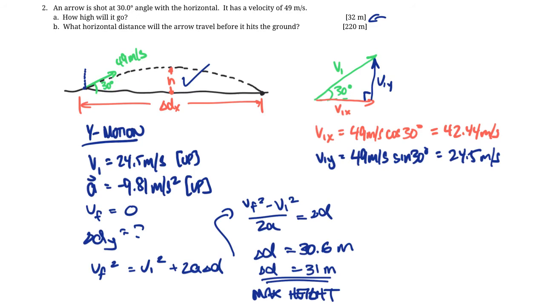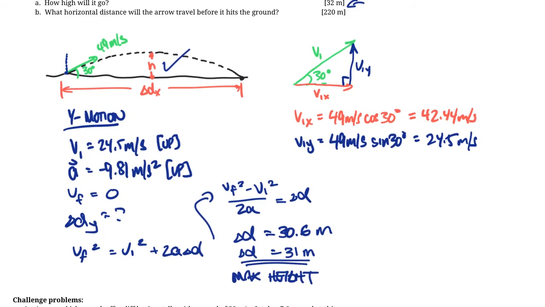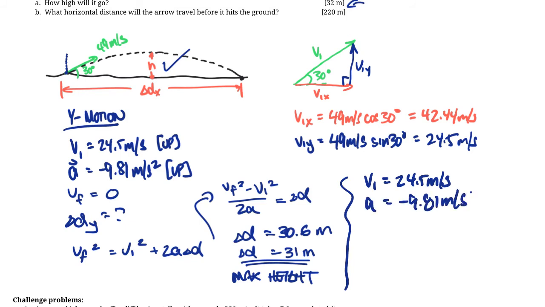There is a more direct way to do it, and that is by using another one of our equations of motion. Think about what we know. We're still looking at the y direction, because the y direction will tell us how long the ball takes to get from the bottom to the top and back down again. We know the initial velocity is 24.5 meters per second. We know the acceleration is negative 9.81 meters per second squared.